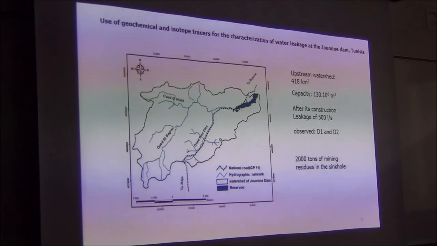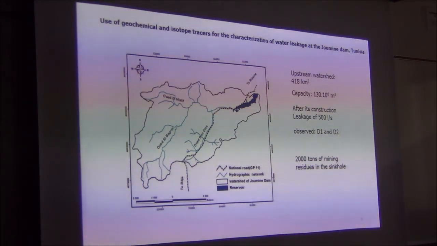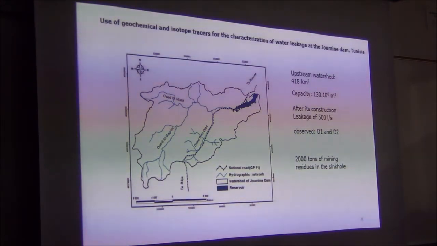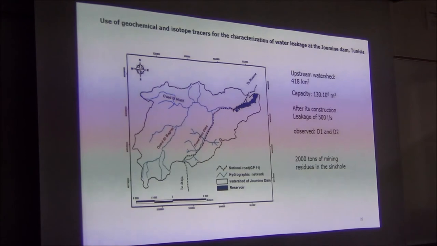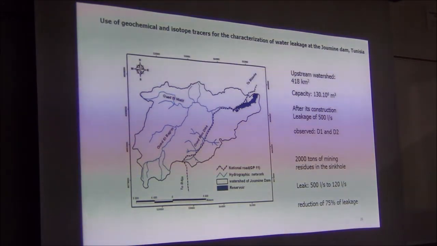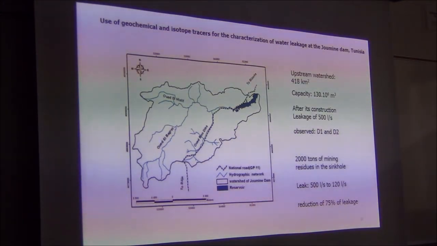After locating the region of the leakage, which is in the reservoir near the uptake tower, 2,000 tons of mining residue were injected in this sinkhole for its impermeabilization. After this operation, the leakage was lowered from 500 liters per second to 120 liters per second. It's a reduction of 75% of the flow leakage.